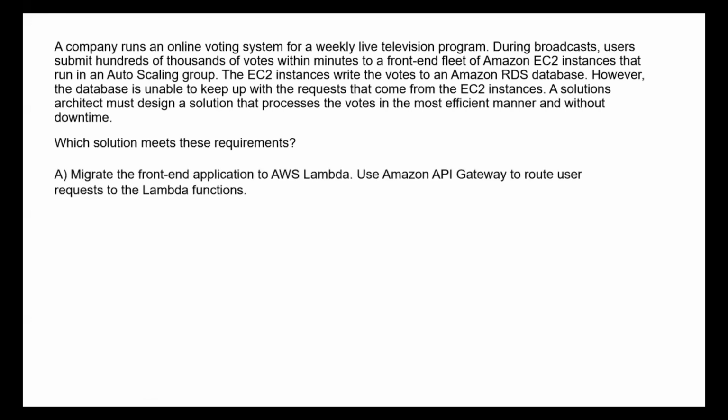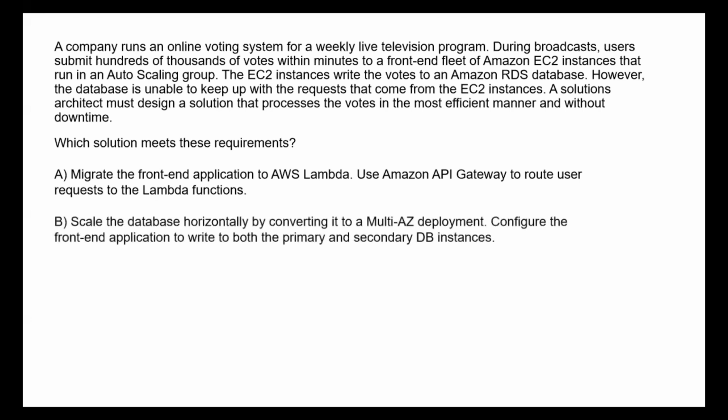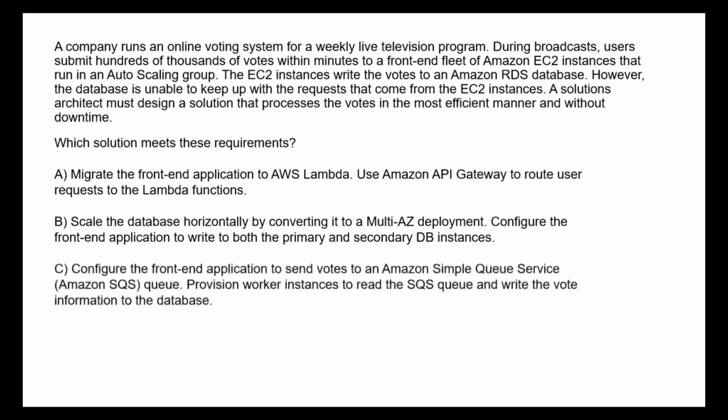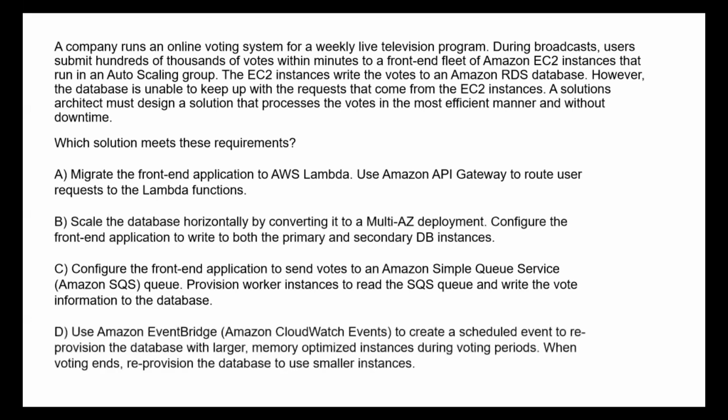So migrate the front-end application to Lambda. Use the API Gateway to route user requests to the Lambda functions. That is one option we have. Scale the database horizontally by converting into a multi-AZ deployment. Configure the front-end application to write both to primary and secondary DB instances. Configure the front-end application to send votes to an SQS queue. Provision worker instances to read the SQS queue and write the vote information to the database. Using Amazon EventBridge to create a scheduled event to reprovision the database with large memory optimized instances during the voting periods.